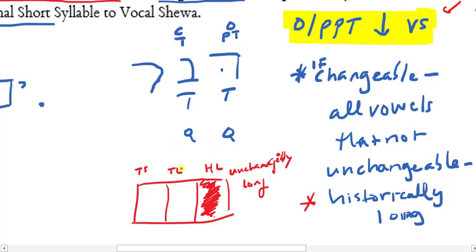That means that any vowel in these first 2 columns, the tone short and the tone long ones, are changeable vowels. And if they find themselves in an open propertonic syllable, Hebrew will like to reduce them to what? A vocal shavah. Okay? So let's take a look at Devar again.